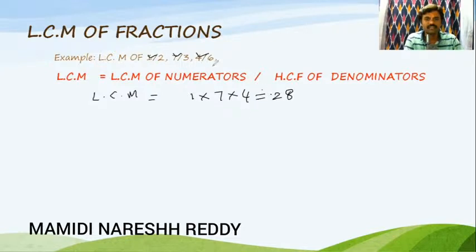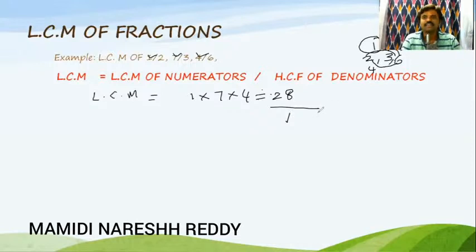Now let's see the HCF of the denominators. Your denominators are 2, 3, 6. I already told you we need to take differences. 3 minus 2 is equal to 1, 6 minus 3 is equal to 3, and 6 minus 2 is equal to 4. The least difference is 1. That's why the final answer is 1. So the HCF of the denominators is 1.